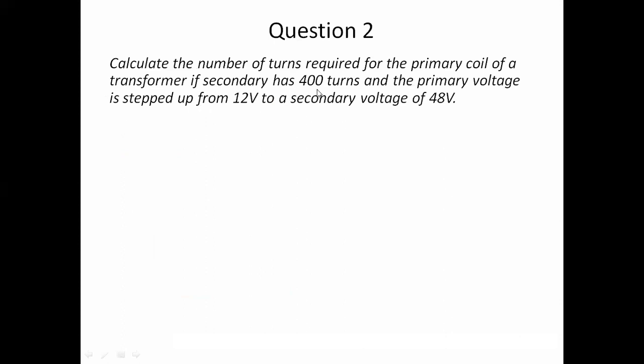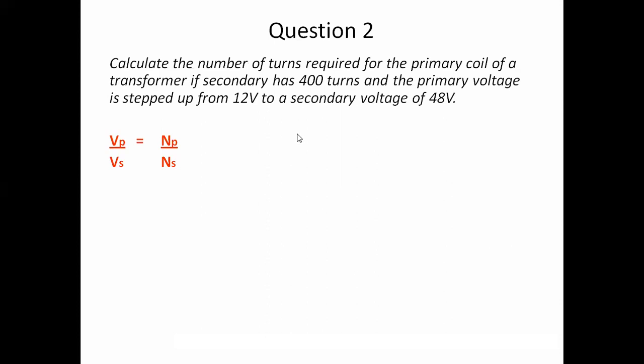Next question, calculate the number of turns required for the primary coil of a transformer if the secondary has 400 turns and the primary voltage is stepped up from 12 volt to secondary voltage of 48 volt. So secondary voltage is given here and the primary voltage is not given. Sorry, it is given. It is a step-up transformer. What is a step-up transformer? Which has more number of turns in the secondary.